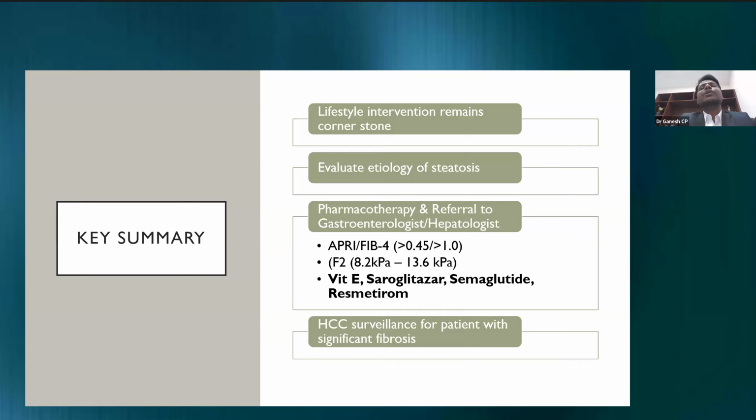Pharmacotherapy and referral to a gastroenterologist or hepatologist should be done when the patient's basic screening scores, that is the APRI score and FIB-4 score, are elevated, and if the LSM is between 8.2 and 13.6. Those are the patients with excellent improvement and reversal of fibrosis with the available drugs, which are vitamin E, saroglitazar, semaglutide and resmetirom. Any patient with significant fibrosis, that is LSM of 8.2 to 13.6 and above, should go on HCC surveillance because these patients can land up in cirrhosis and hepatocellular carcinoma later.